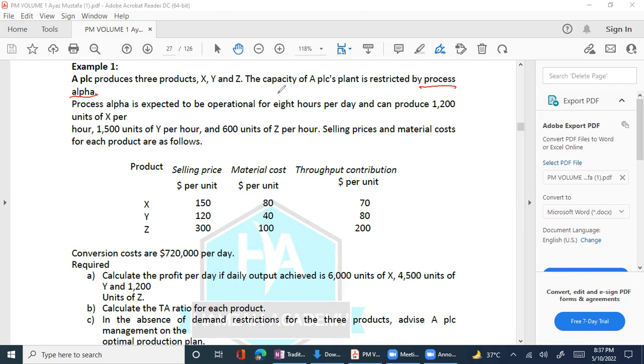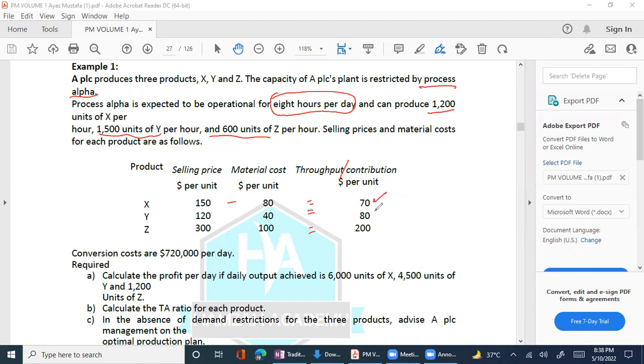Process alpha is expected to be operational for 8 hours per day and can produce 1200 units of X per hour. So this is the production capacity per hour for X, 1500 units of Y per hour, and 600 units of Z per hour. Selling prices and material costs are given. So if we subtract, we will get the throughput per unit. Throughput or contribution, and we can even use the words throughput contribution, but I recommend using only throughput. Some books relate it with contribution, so that's why it is written throughput contribution, but in most books it is only throughput. So if throughput or throughput contribution is used, no matter, you will get the same marks. But if you use only contribution, this will not give you the marks. So use the complete words or just use throughput.